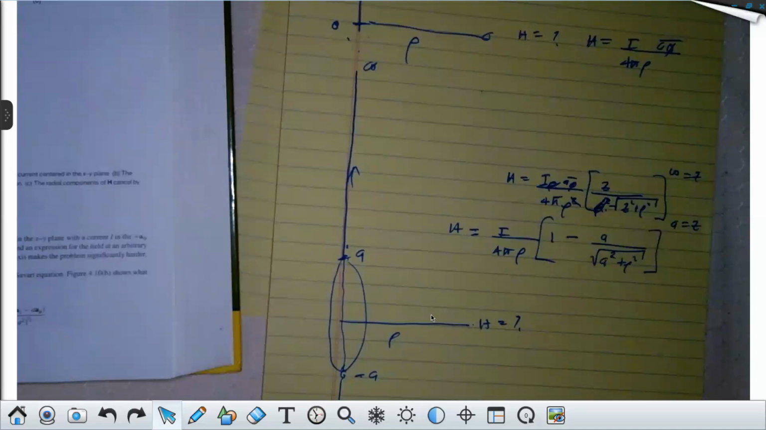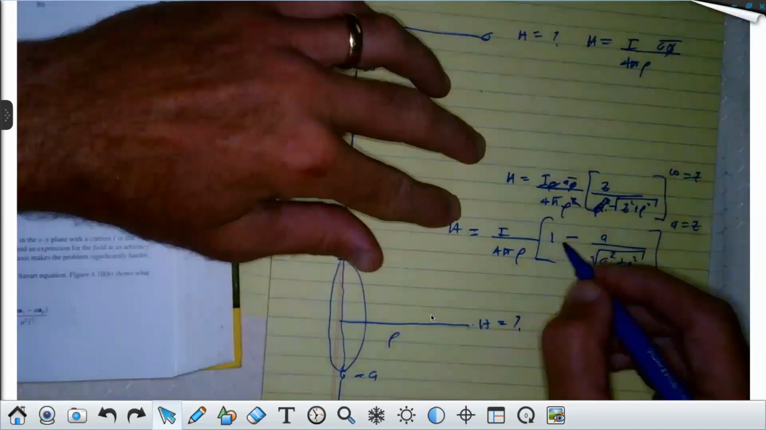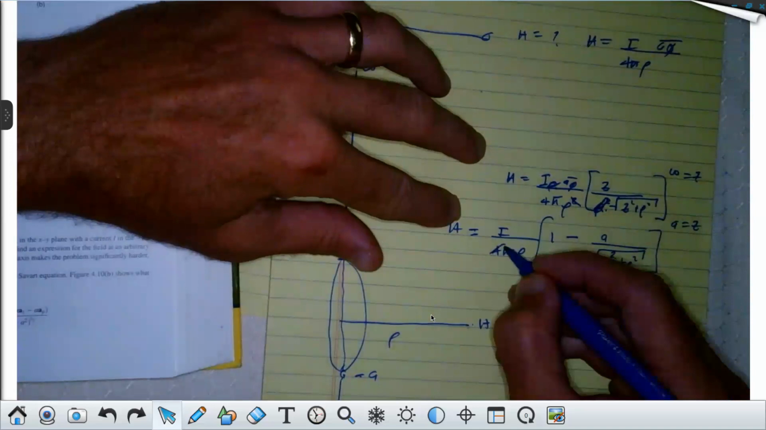Now that's for the top one from a to infinity. But since the bottom one from minus infinity to minus a will just double that, I'll multiply this by 2. And if I do that, it just becomes 2 pi, doesn't it? 2 pi rho.